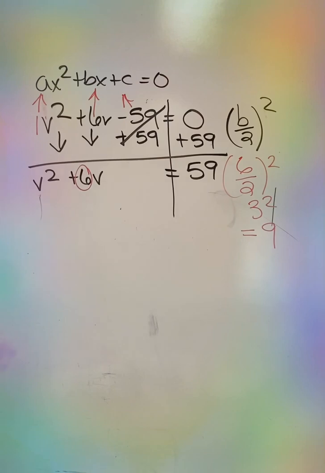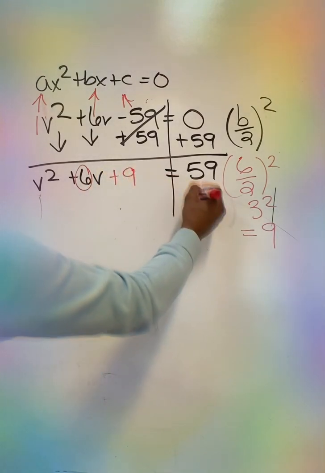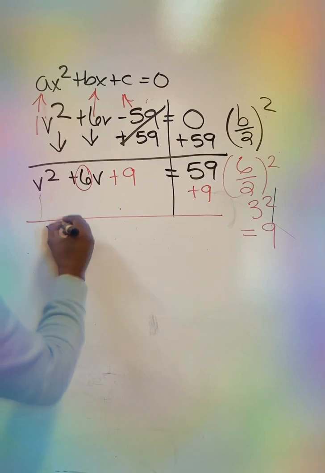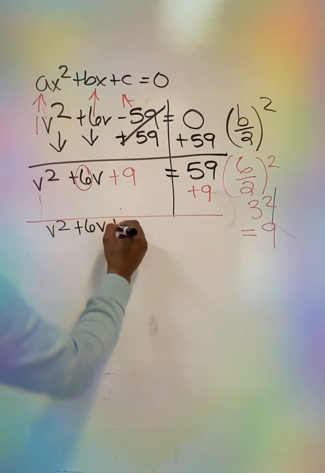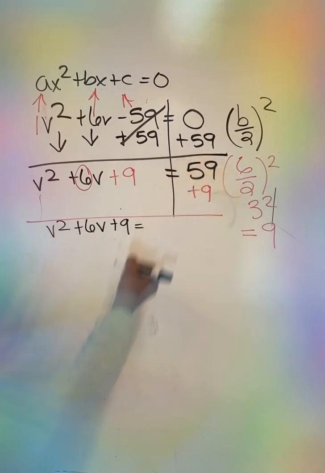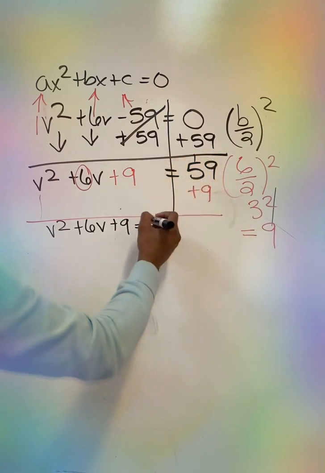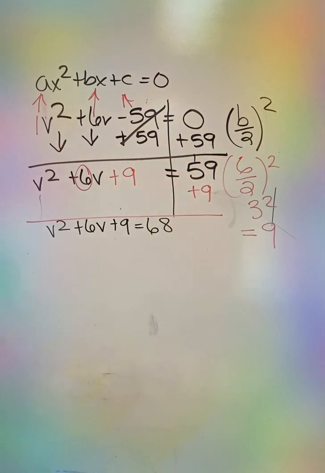So now we're going to complete the square by adding 9 to both sides. Okay, we're going to bring everything down. So we have v squared plus 6v plus 9, and then we're going to combine like terms. 59 plus 9: 9 plus 9 is 8, carry the 1. 5 plus 1 is going to be 6. So we have 68. All right.